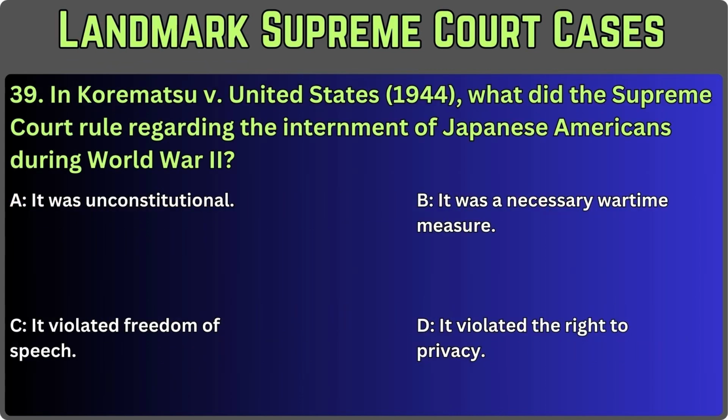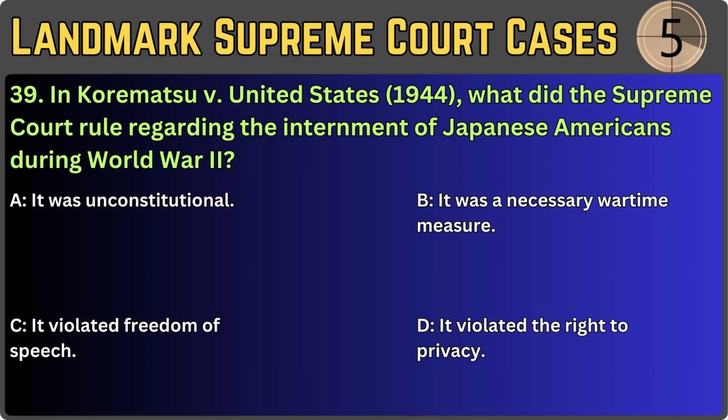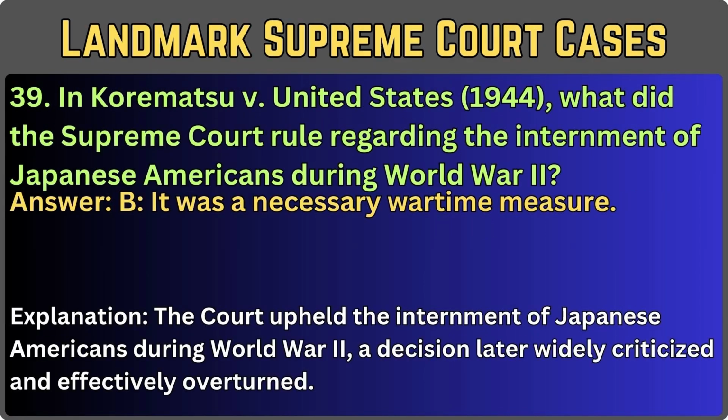39. In Korematsu v. United States, 1944, what did the Supreme Court rule regarding the internment of Japanese Americans during World War II? A. It was unconstitutional. B. It was a necessary wartime measure. C. It violated freedom of speech. D. It violated the right to privacy. Answer: B. It was a necessary wartime measure. Explanation: the court upheld the internment of Japanese Americans during World War II, a decision later widely criticized and effectively overturned.